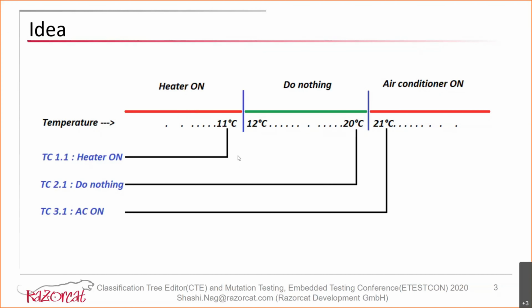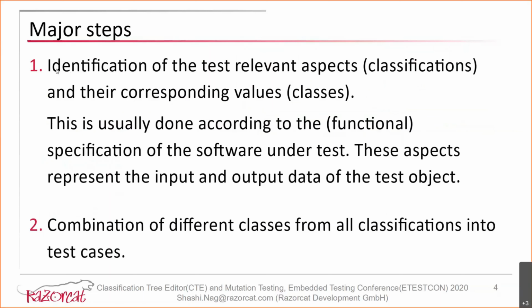Otherwise, in TDE, if you do it manually, we don't see these visual things. So we can switch to Test Case now, and we will implement all one by one. And the major steps for creating a systematic test design using CTE are basically two steps. So I can say first, identification of the test relevant aspects.